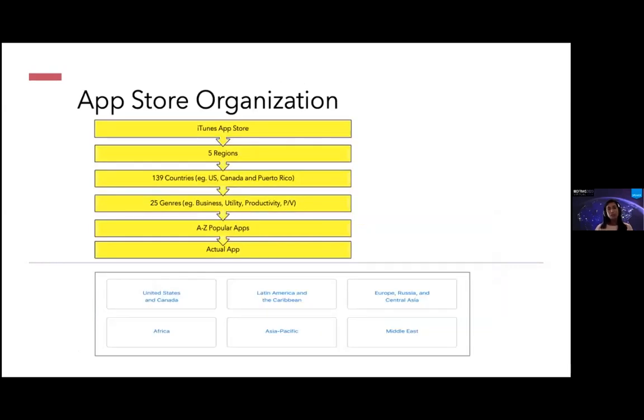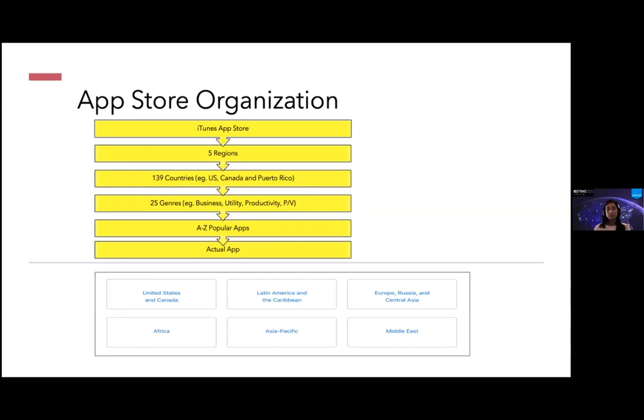All right. Now we are looking at the App Store organization and how exactly we arrived at the web page where all these vault applications could be fetched. The App Store is organized into 5 different regions, and Apple uses this App Store called iTunes App Store. Each region has various countries, so there are totally 139 countries.